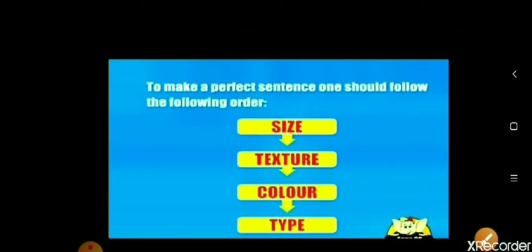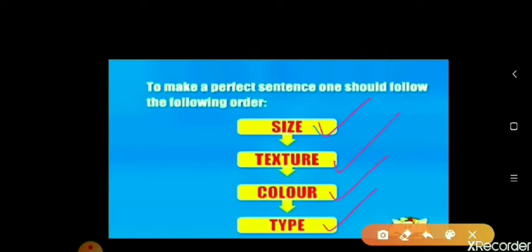Now I'll tell you what is the proper sequence of using adjectives. To make a perfect sentence, we should follow this order. We should first use size. Let me change the color here. We should first use size, then texture, then color, and then type. This is the sequence we should follow if we want to make a perfect sentence using adjectives.